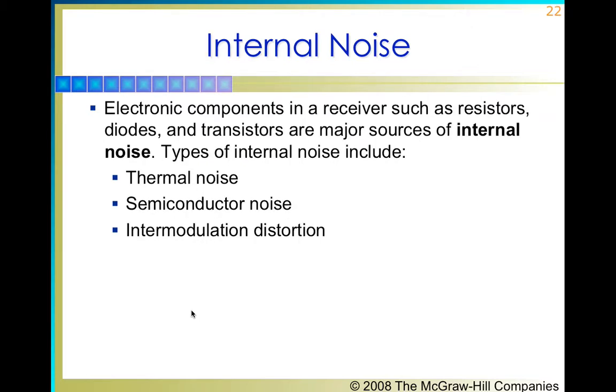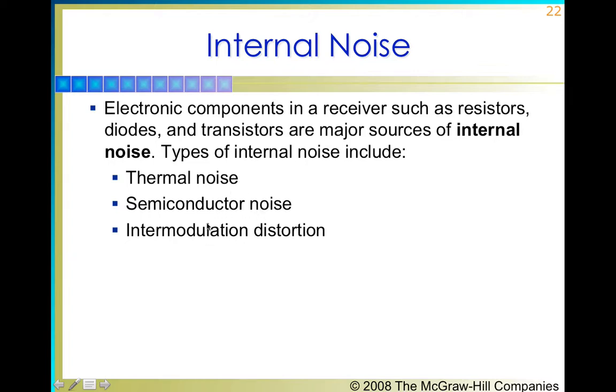Then we have internal noise, which is noise due to the resistors, diodes, and transistors. Due to irregularities in these devices, we have some noise, and this noise can be thermal noise, which results from the temperature increase in a circuit, or it can be semiconductor noise, which is due to irregularities in the semiconductor structure.